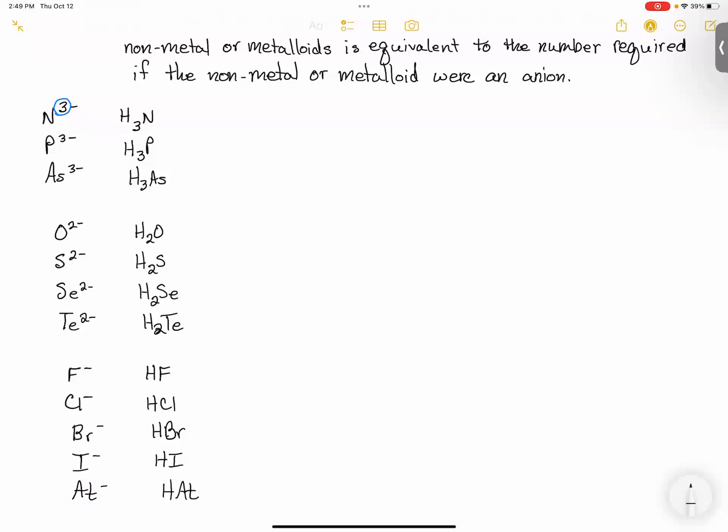Now, the reason for this, as we will see when we do start to make acids, is because when it's in its acidic form, it will take on the charge of the anion, and each hydrogen will take on a +1 charge.